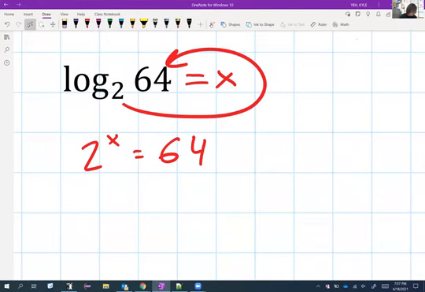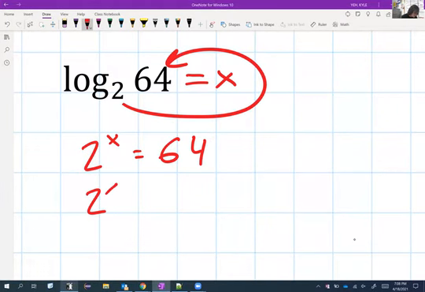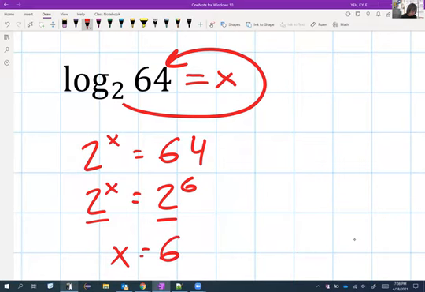Well, what is 64? If you pull out your calculator, you might say, I think 64 is a power of 2. 2 to the 4th? No, 2 to the 5th? Close. 2 to the 6th, it looks like it should be. So 64 is 2 to the 6th power. So we can say, well, 2 to the x equals 2 to the 6th. And then if you remember from 9.1, the bases are the same, so the exponents must be the same. x equals 6.